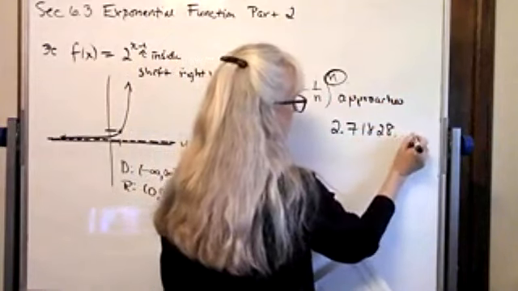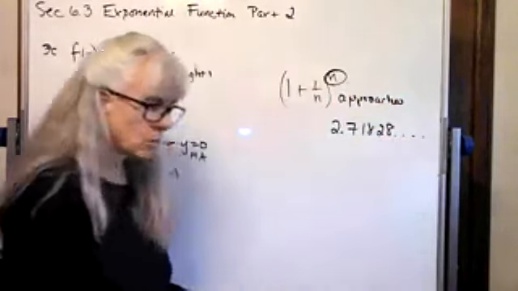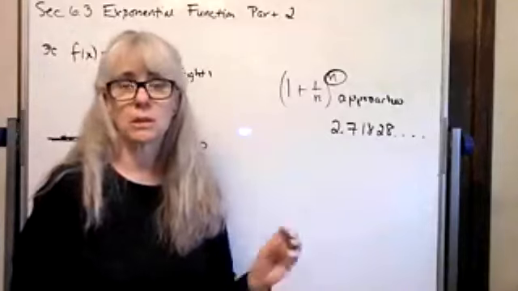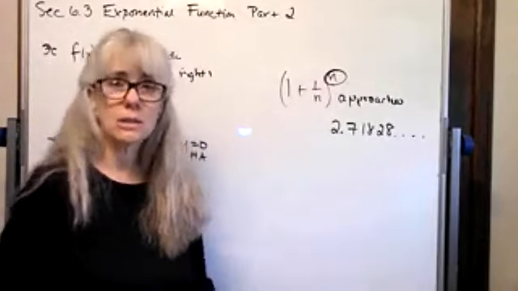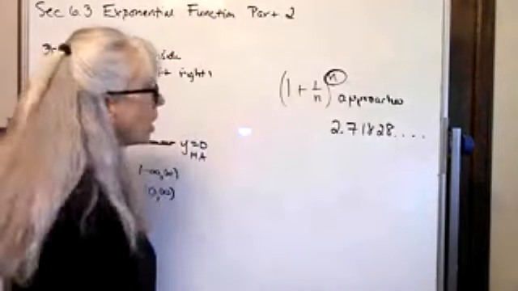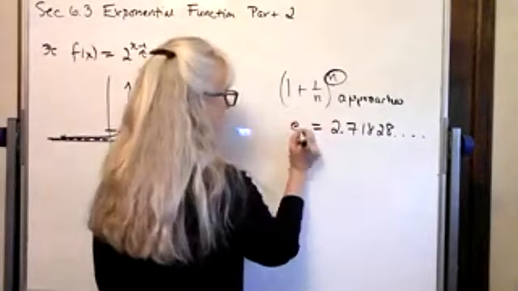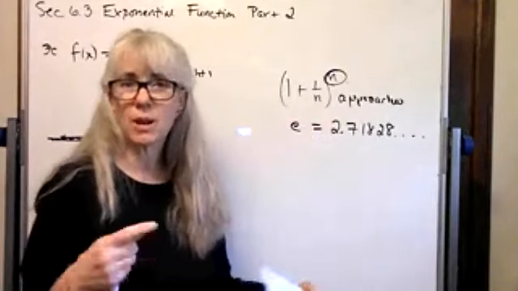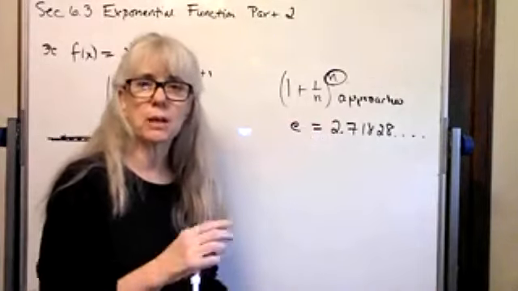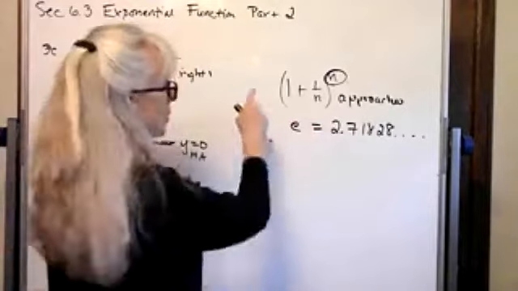2.71828, and it goes on. It is an irrational number. It's a number that does not repeat and does not terminate or end. So it's an irrational number, and we call this irrational number e. So just like pi is 3.1415, whatever it is, right? It's an irrational number. Here's another irrational number that has the same flavor, and this is where it comes from.